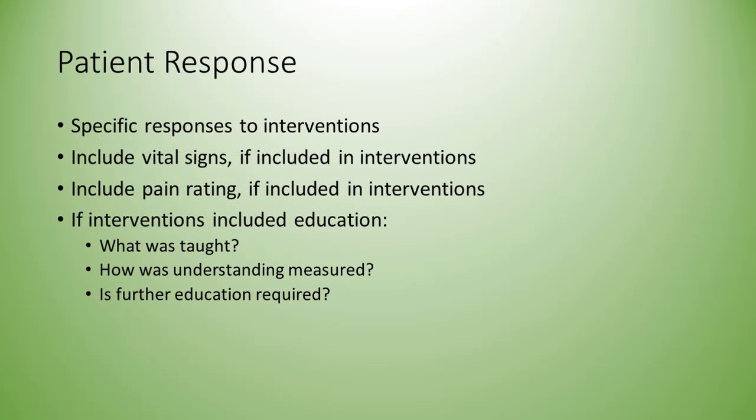The next box, Patient Response to Interventions and Strategies, contains your patient's specific responses to what you have done, to your nursing interventions. You must be specific with your patient responses. If your interventions include assessing vital signs, then include the vital signs that you assessed and what those numbers were. If your interventions include assessing pain levels, then your patient response should include their pain rating and how often you assessed it. If your interventions include education, then your patient response should include what exactly you taught them, how you measured their understanding, and if they need further education.